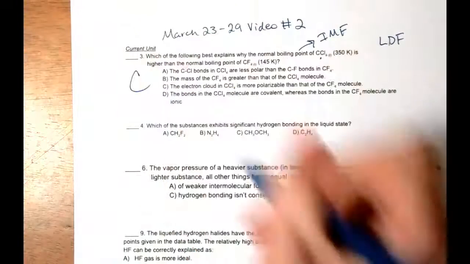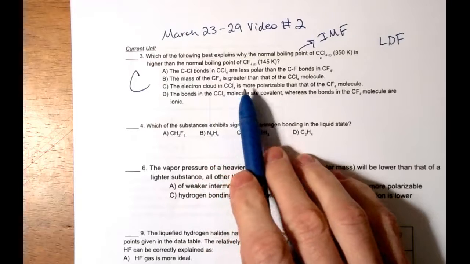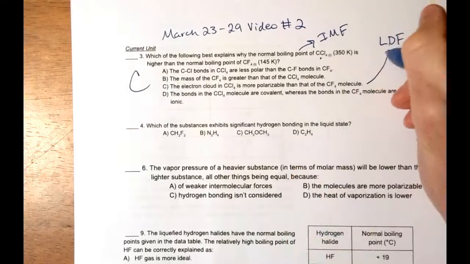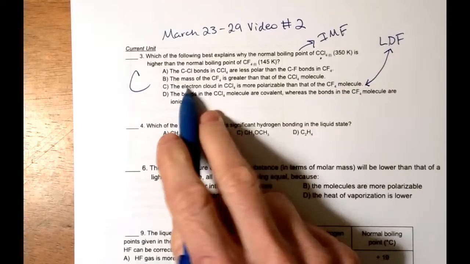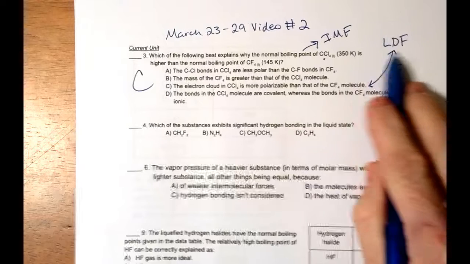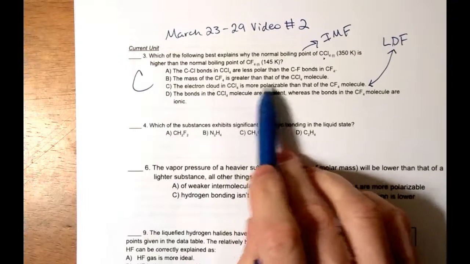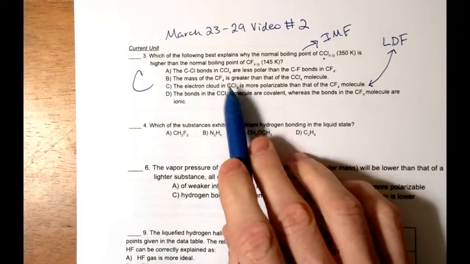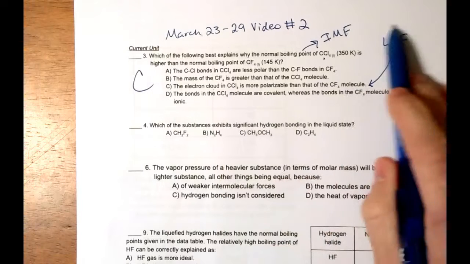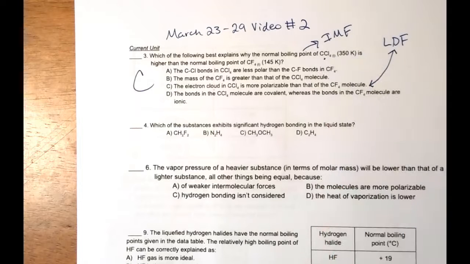The answer is C. The electron cloud in CCl4 is more polarizable than that of CF4. Electron cloud polarizability is the technical way of discussing LDF. So more polarizable means there are more electrons and the LDF is greater. The greater LDF is the reason why CCl4 has a higher boiling point.